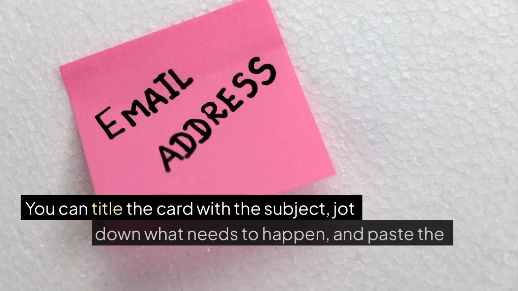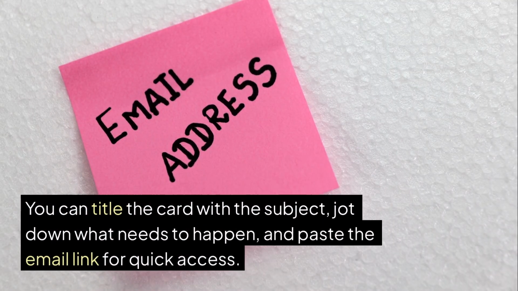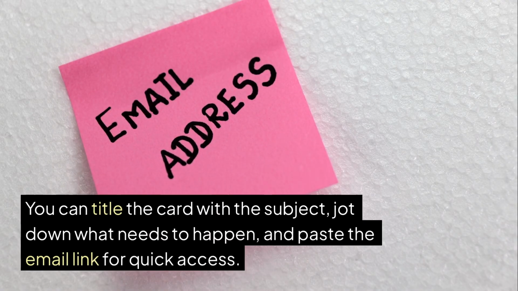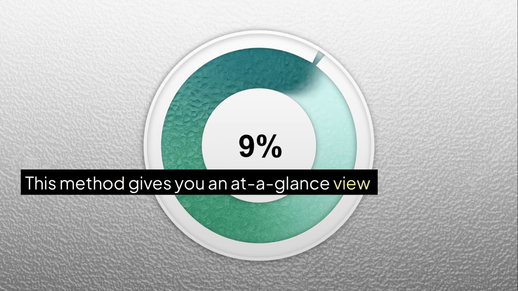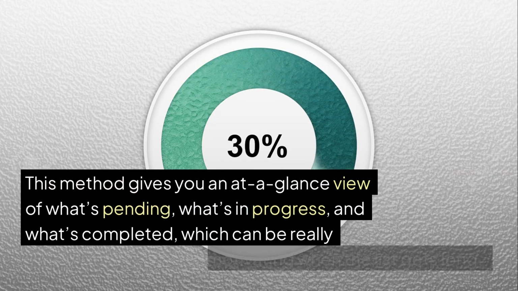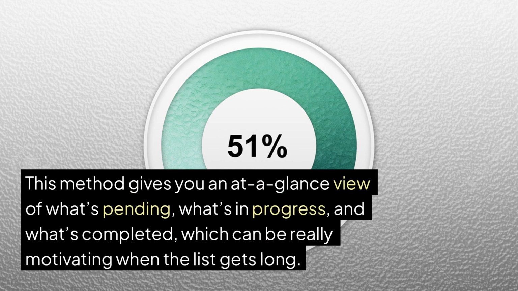You can title the card with the subject, jot down what needs to happen, and paste the email link for quick access. As soon as you finish the action, drop the card into Done. This method gives you an at-a-glance view of what's pending, what's in progress, and what's completed, which can be really motivating when the list gets long.